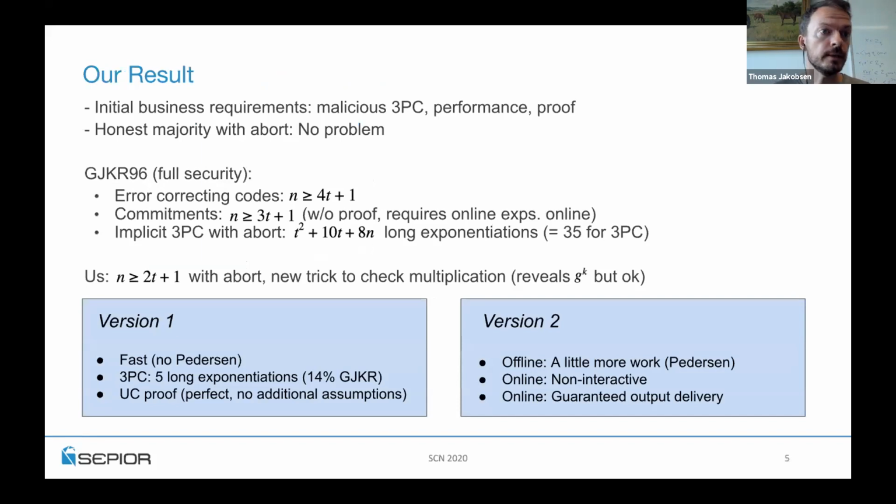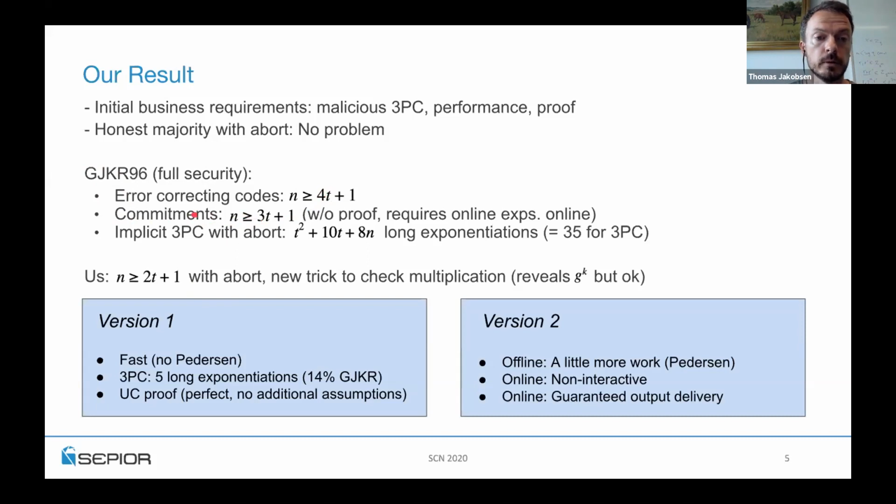In our case, we had some business requirements. There was a customer who wanted to do 3PC, a threshold ECDSA with three parties. There was a high focus on high performance, and we had to do a good proof of security. On the other hand, it was okay that it was honest majority with abort. So we looked at the result from 96, but it turns out the thresholds there are not really good for three parties. In fact, there have to be at least five parties just to run the protocol.